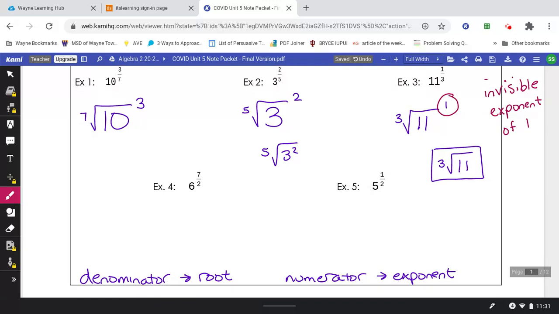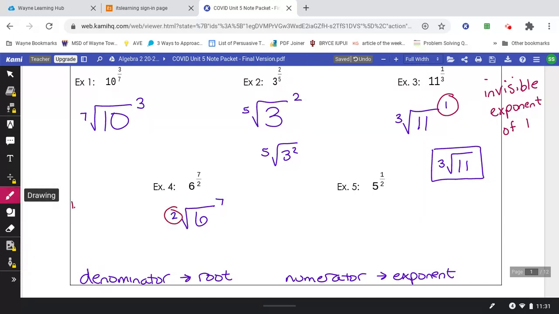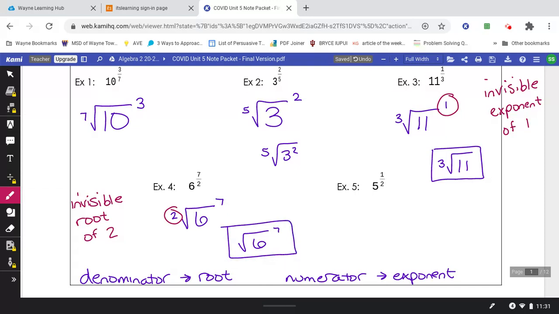All right, for example number 4, we have 6 on the inside, 7 up at the top, and 2 in front. Now this 2 is another one that is often invisible. There's an invisible root of 2. We call that root bar a square root, and square references the 2. So a lot of times you won't see the little 2 there. You'll just see the 6 and the 7, an invisible 2.